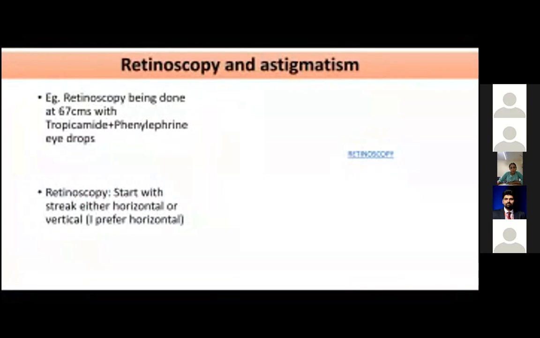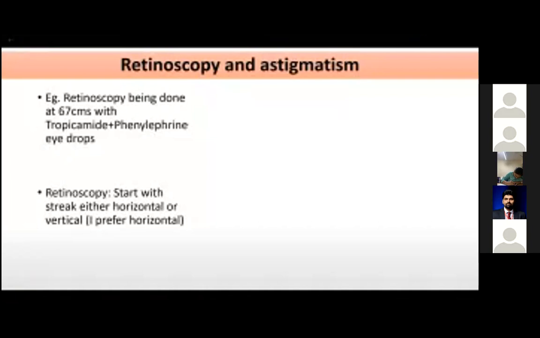Okay, so with this understanding, up till now, we have only seen the sphere. We have not seen cylinder. What is astigmatism? Let us look at this example.